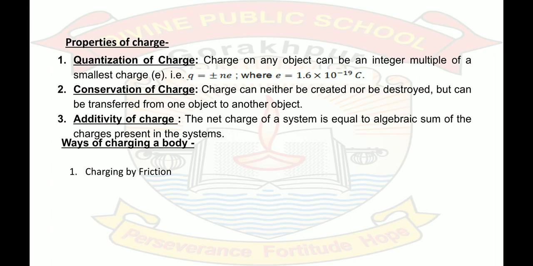Suppose 10 electrons are transferred from one body to another body. Then the first body, from which the electrons are transferred, will acquire a charge of plus 10e, whereas the body to which the electrons are transferred will acquire minus 10e. Okay, so this is how we charge a body by the method of friction.